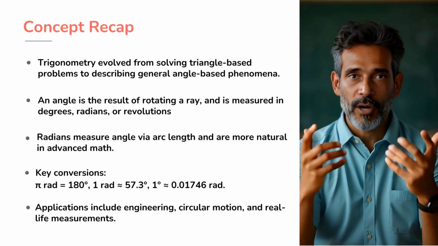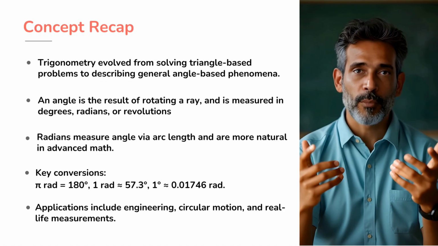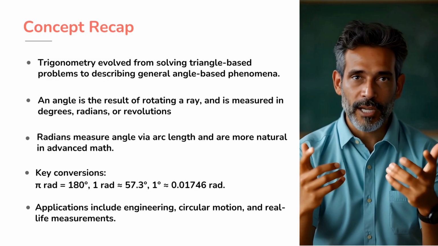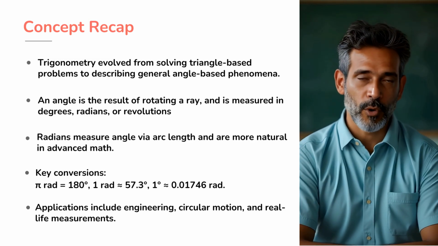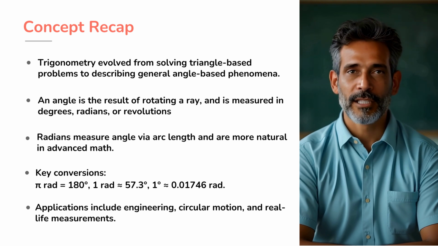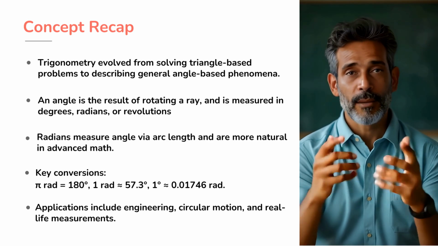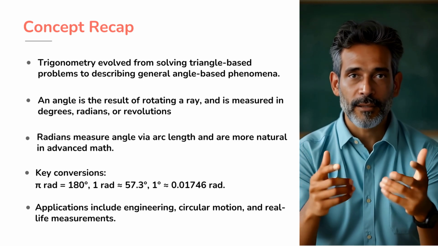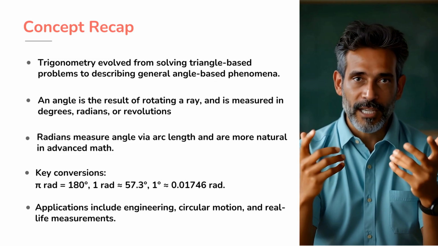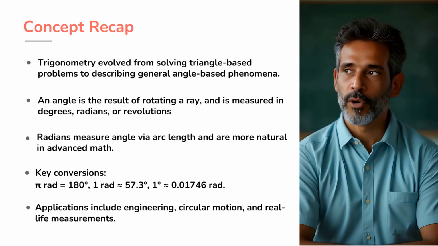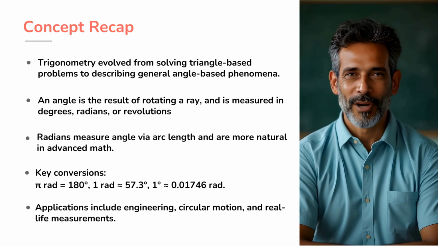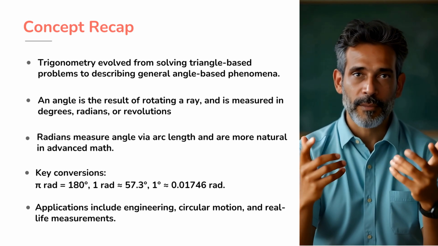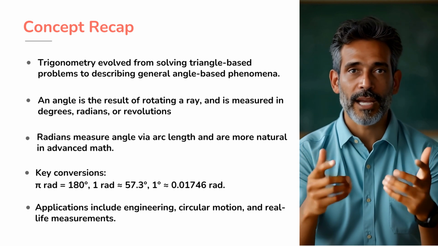Let's quickly review what we've learned about radians. Trigonometry evolved from solving problems in geometry involving angles, and today it plays a central role in many fields like physics and engineering. We learned that an angle is formed by rotating a ray, and angles can be measured in degrees, radians, or revolutions. The radian measure is more closely tied to the geometry of circles, with 1 full revolution equaling 2 pi radians. We also discovered how to convert between degrees and radians using simple formulas. We explored real-world applications of radians, like calculating the radius of a circle from arc length, which comes in handy in many practical situations. And that's the foundation of how we understand and use radians in trigonometry.